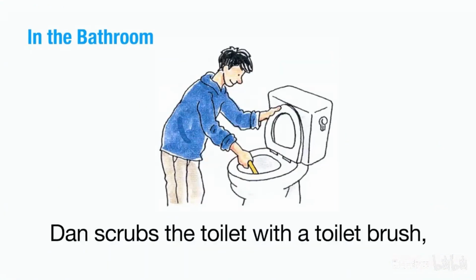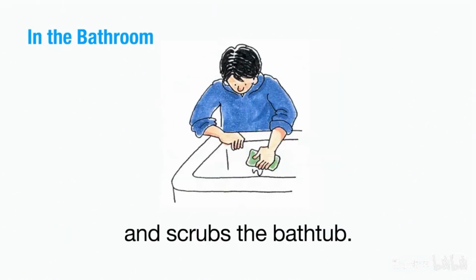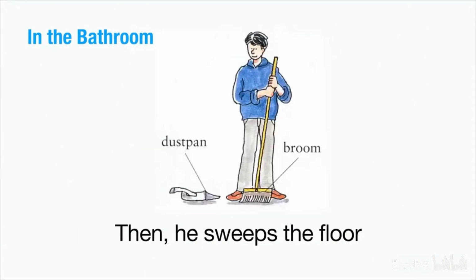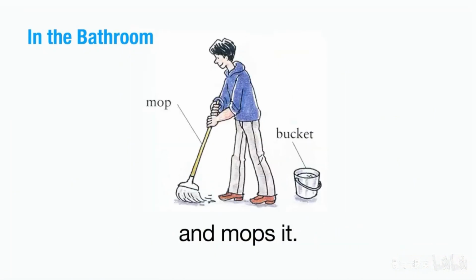In the bathroom, Dan scrubs the toilet with a toilet brush, cleans the sink, and scrubs the bathtub. He washes the mirror on the medicine cabinet. Then he sweeps the floor and mops it.